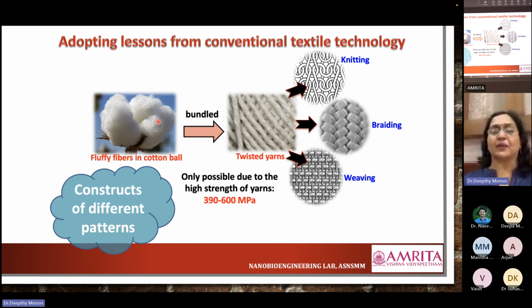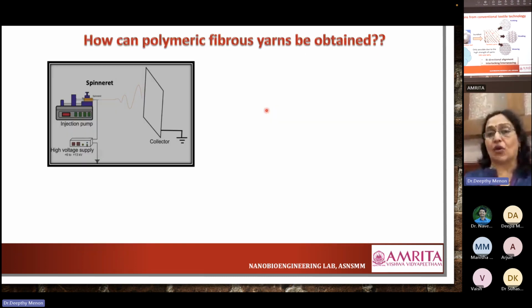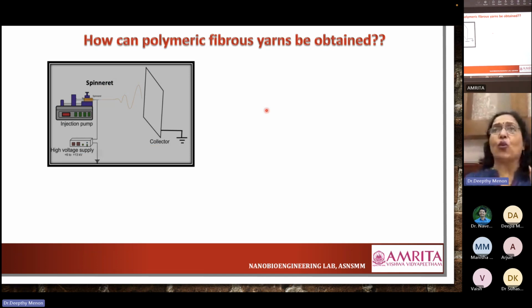It's a natural fiber whose strength is typically in the range of 390 to 600 megapascal for this kind of yarn. And you increase the strength further by this bidirectional alignment and interlocking or interweaving. So medical textiles developed using yarns like this appear to be very, very strong. The question that we asked ourselves is, can we transform these fibers which deposit in a paper form into such kind of bundles?